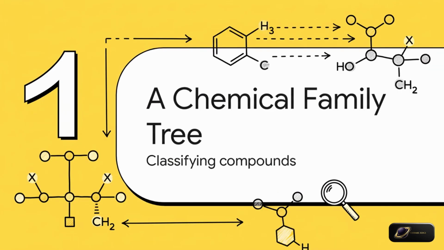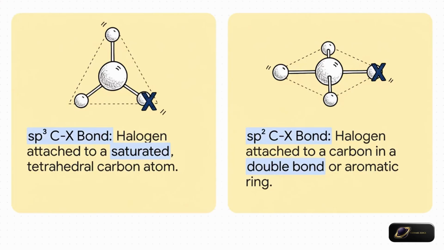Okay, let's get organized. Chemists love to classify things. And with this huge family of molecules, it all boils down to one simple question. Which specific carbon atom is the halogen attached to? So think of it like a family tree with two main branches. In the first branch, the halogen is stuck to a carbon with only single bonds, what we call an sp3 hybridized carbon. In the second, it's bonded to a carbon that's part of a double bond or a flat aromatic ring, an sp2 carbon. And trust me, that one difference changes everything.